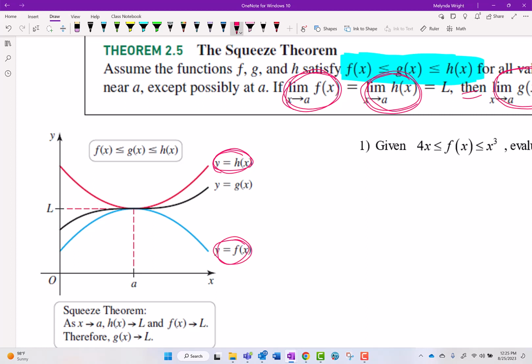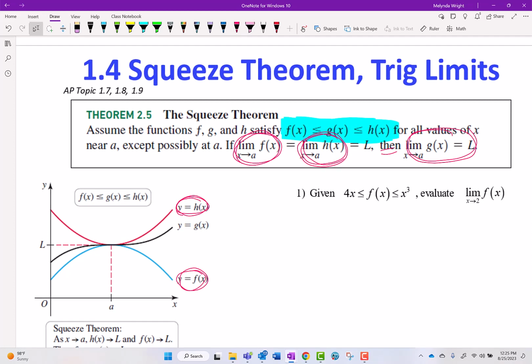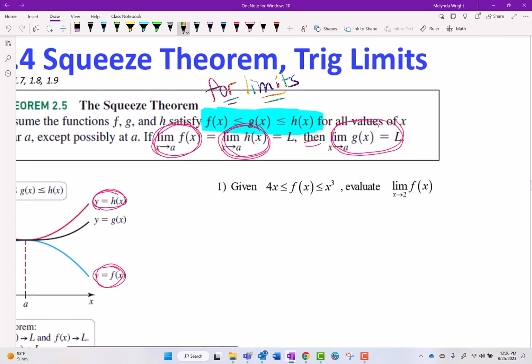Questions so far on the concept, just what in the world they're talking about? The purpose of this theorem is for limits. Sometimes they'll tell us to use it, sometimes we will be able to figure it out. Now, how would we be able to figure it out? Let's look at our example on this.